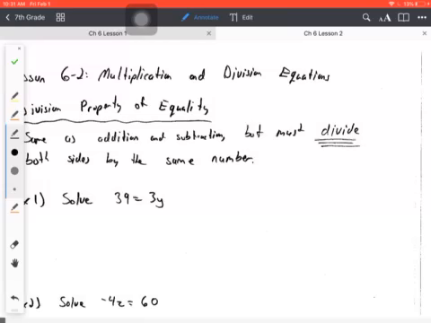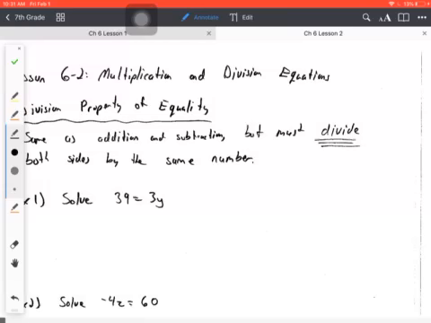Alright, so today we're going to be talking about Chapter 6, Lesson 2. This is all about multiplication and division equations. So, yesterday, when we talked about Lesson 1, with solving addition and subtraction equations, we're going to use the same kind of concepts. Yesterday, when we had the subtraction property, we actually had an equation that had an addition in it, and we had to solve using subtraction. Same thing with the addition property. We had to solve using addition.